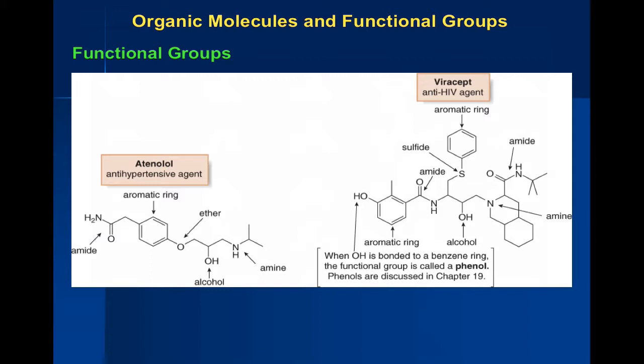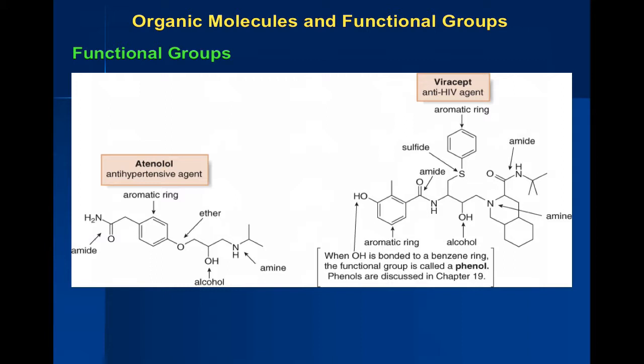Now, if you look at typical organic molecules that are useful, here's a couple of examples, okay? So here's an antihypertensive agent, atenolol, and here's an anti-HIV agent, Viracept. What you should notice right off the bat is there are multiple functional groups within each of those molecules, okay? And that's the cool thing about organic chemistry. We can take a molecule, put different functional groups in different locations and get different functions out of them, okay?